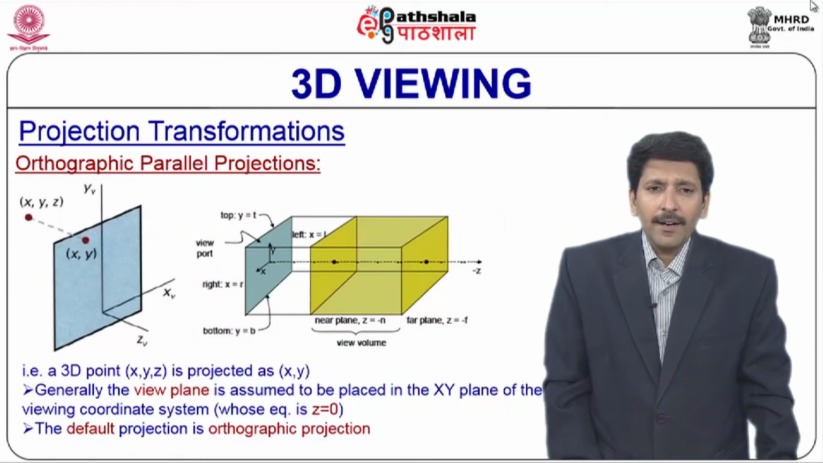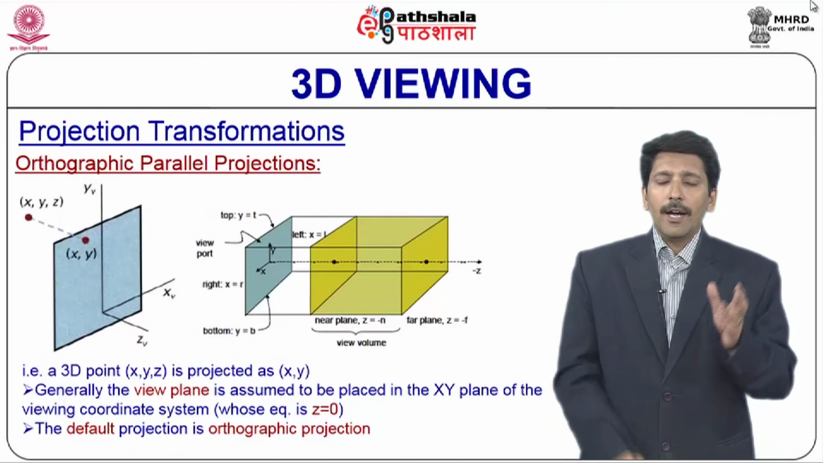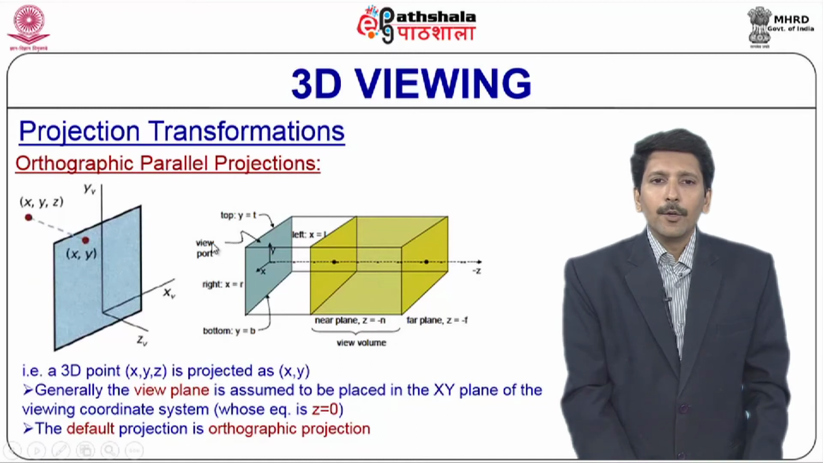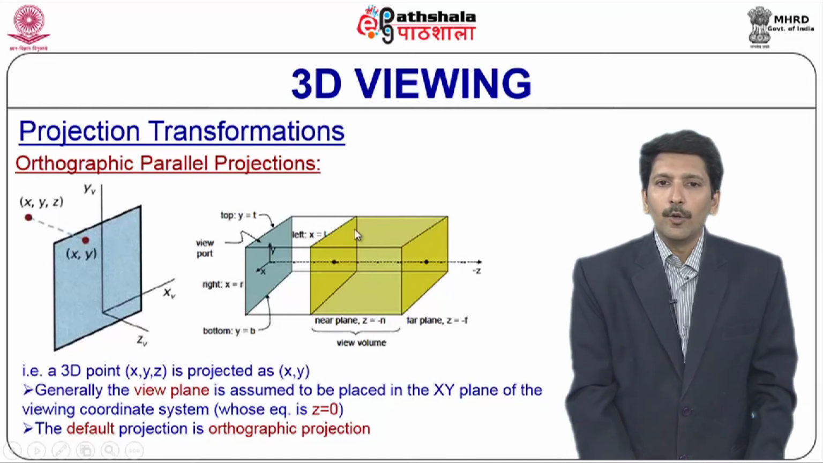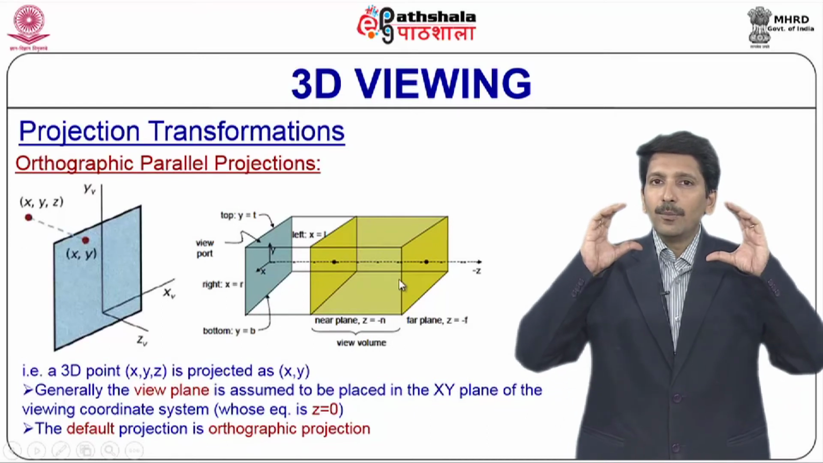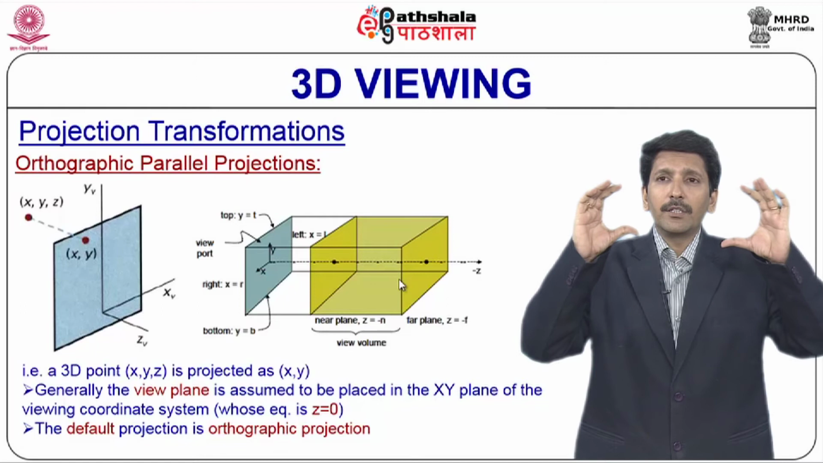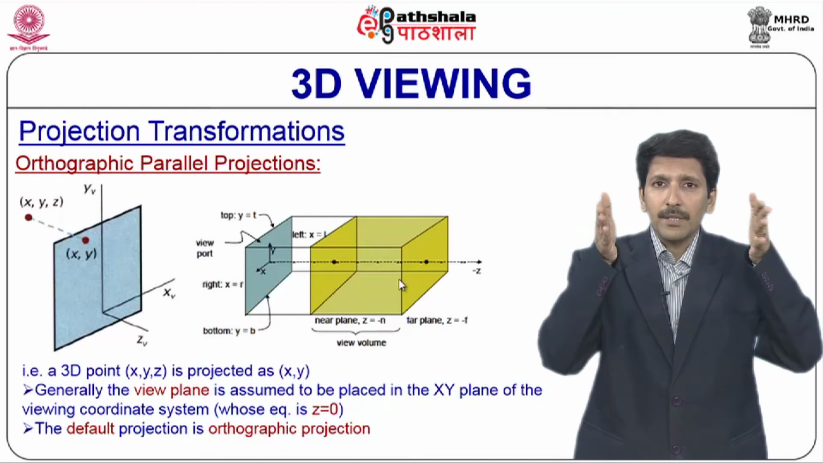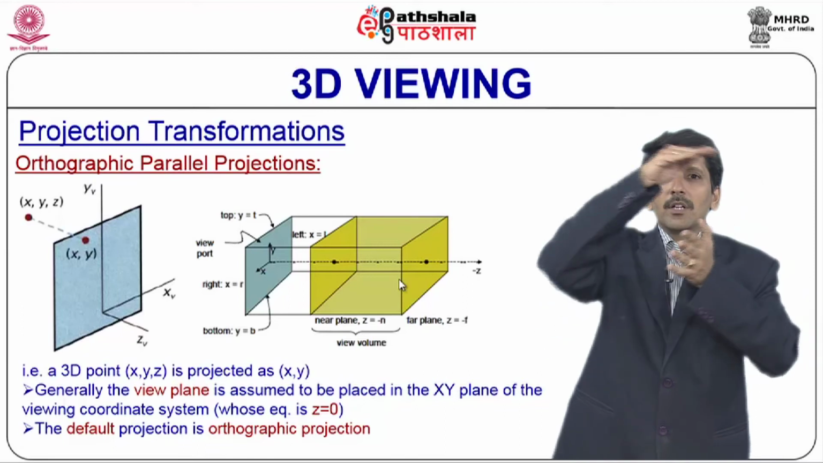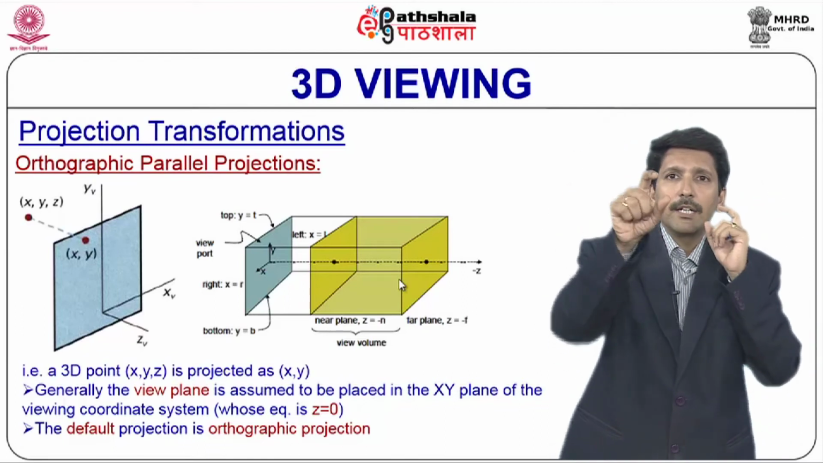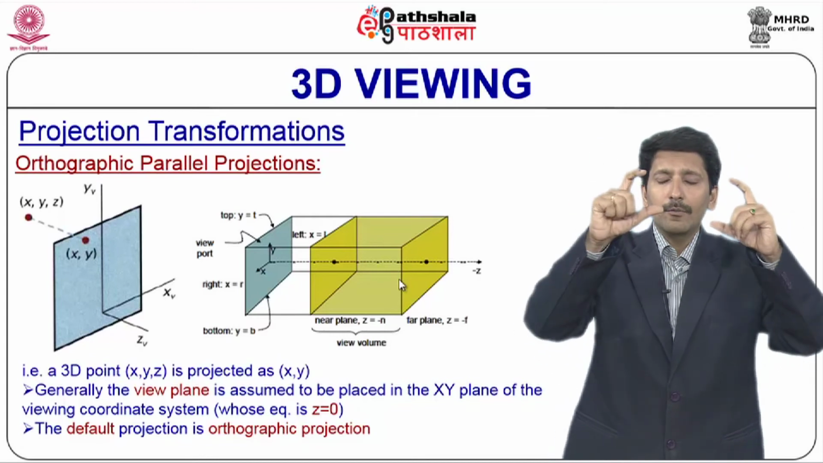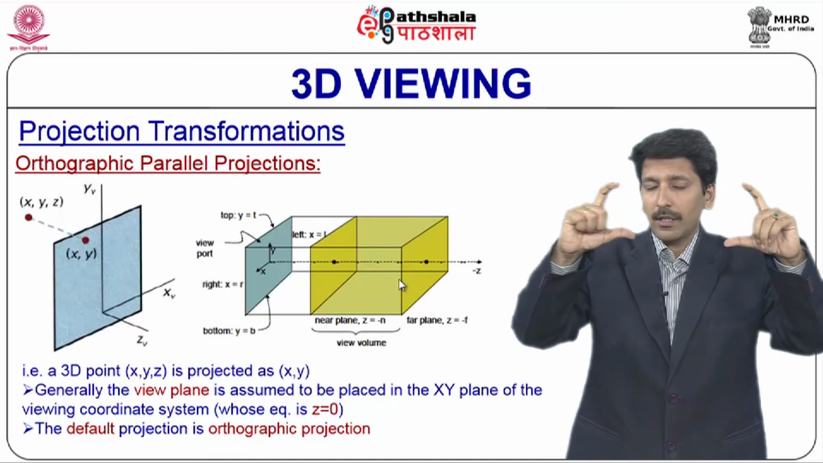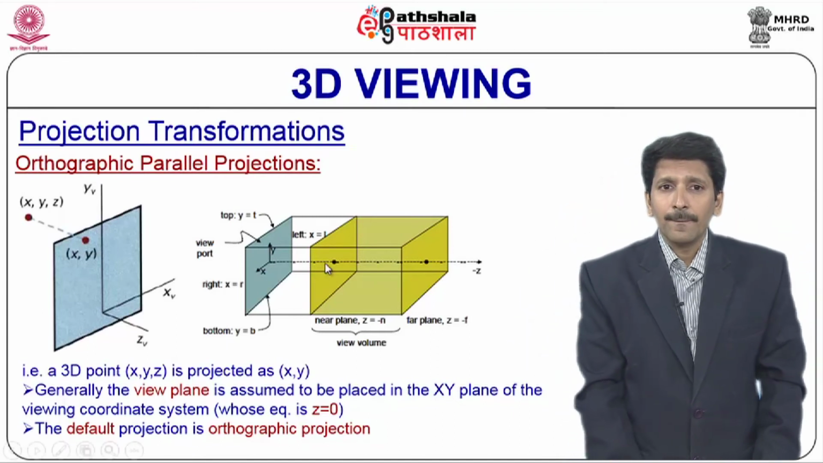In the case of orthographic projections, as you can see in the slide, this is the view plane and this is the view volume. The view volume shape is important. You are looking into the 3D world through a box-like object, for which the 4 sides of the box are closed and only the front and back faces are open. So you are seeing the world through a rectangular box. That is the essence of this shape.